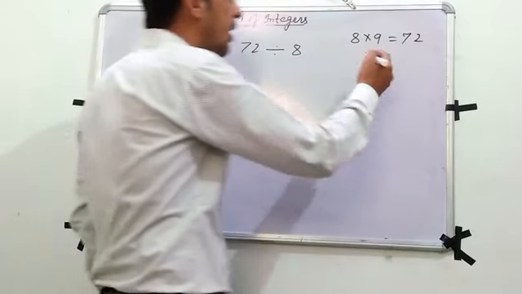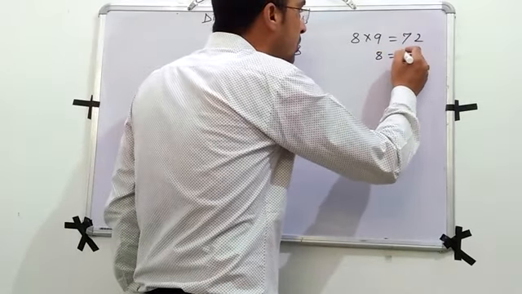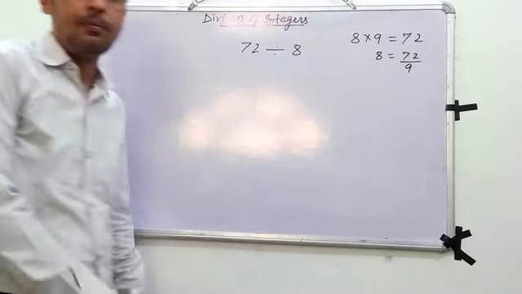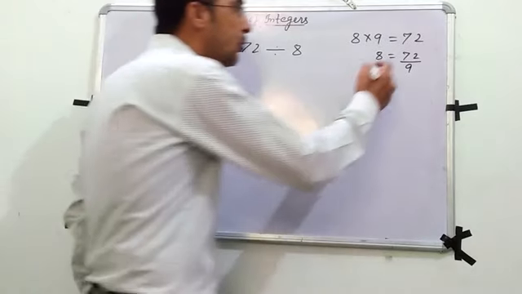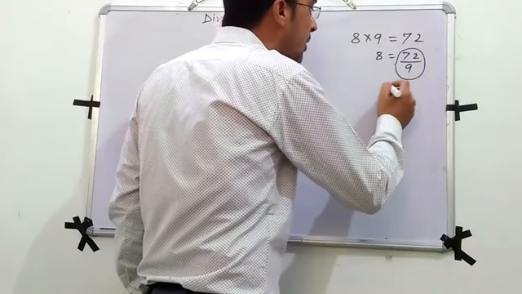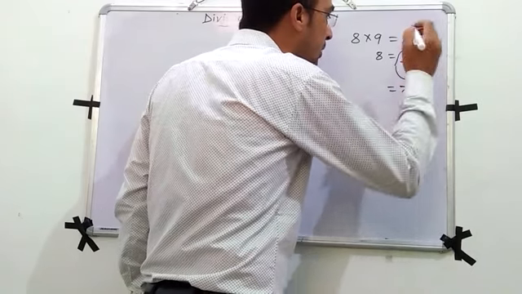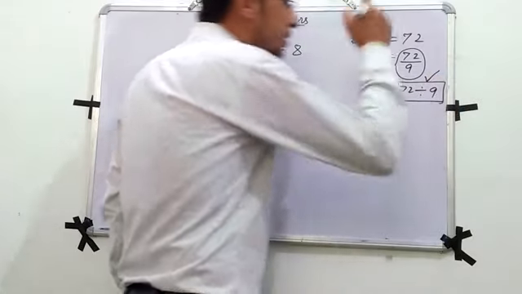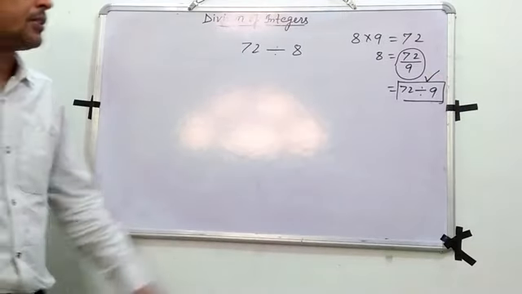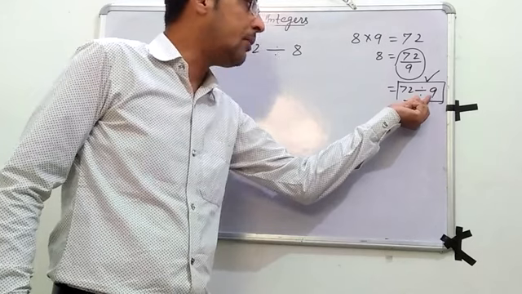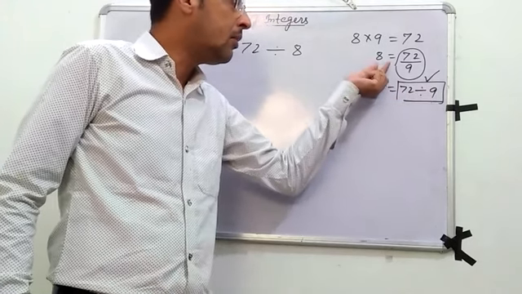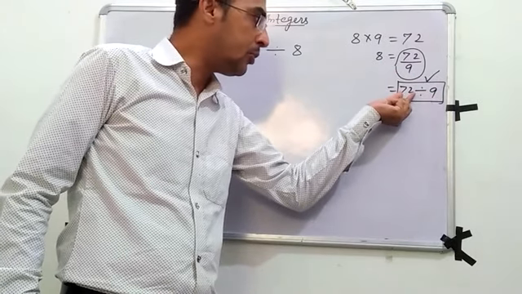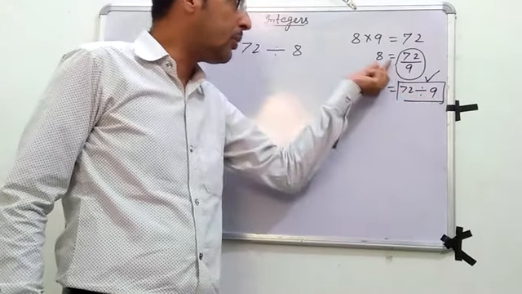Is that clear? Now, 8 equals 72 divided by 9. We can write it like this. Is that clear? This form can be written as 72 divided by 9. And what is this sign? This is the division sign. How many times will it divide? It will divide 8 times by 9. It means 72 divided by 9, then the value will be 8.